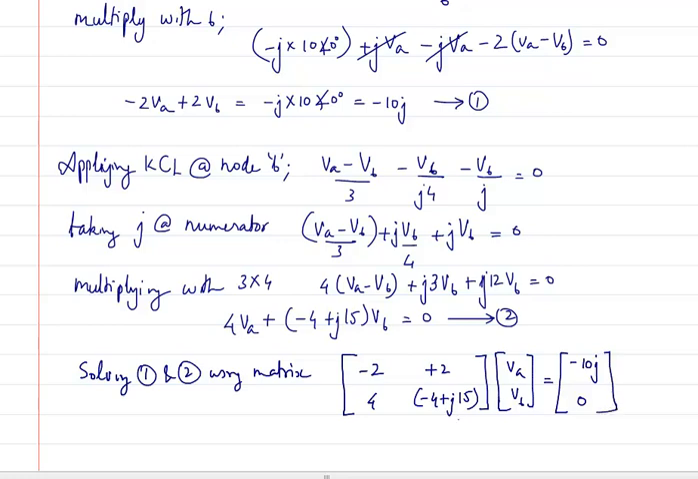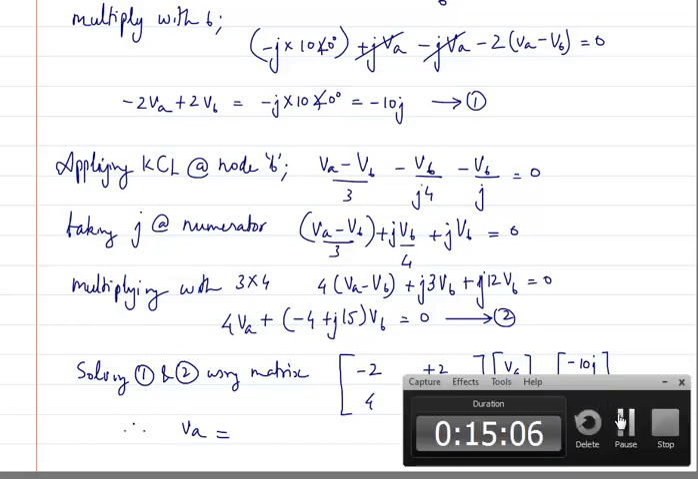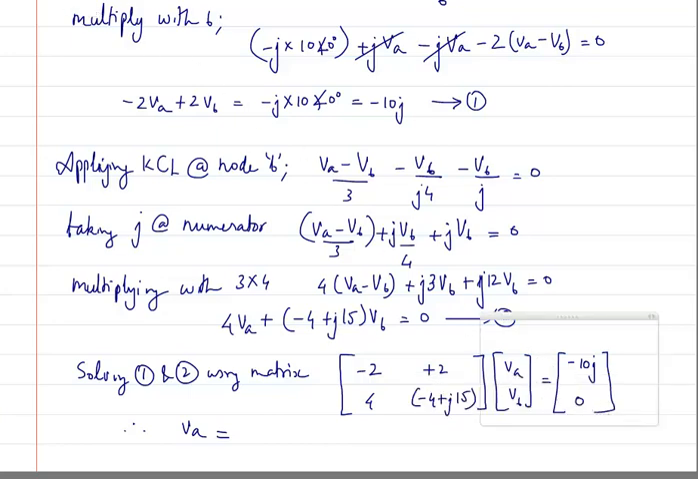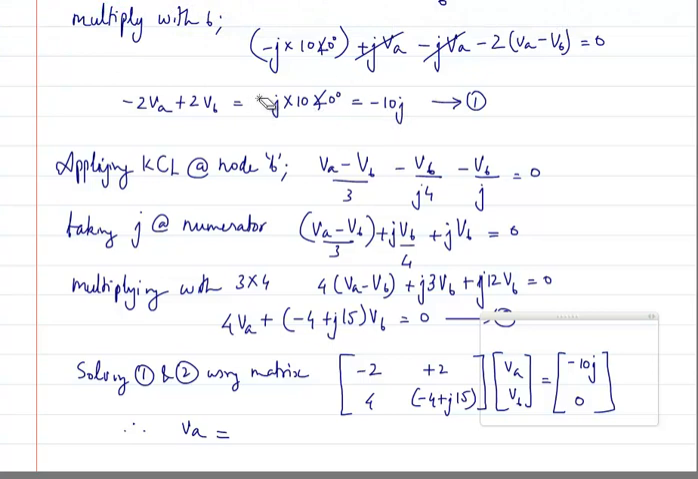So if I am going to solve both of this, I will get therefore VA. You all know how to solve it using matrix method. Okay, I made a small mistake here. I actually should not have written this one as minus j, because when I take it to the other side it becomes plus j. So this will become plus j, so this becomes 10j and this will become 10j.